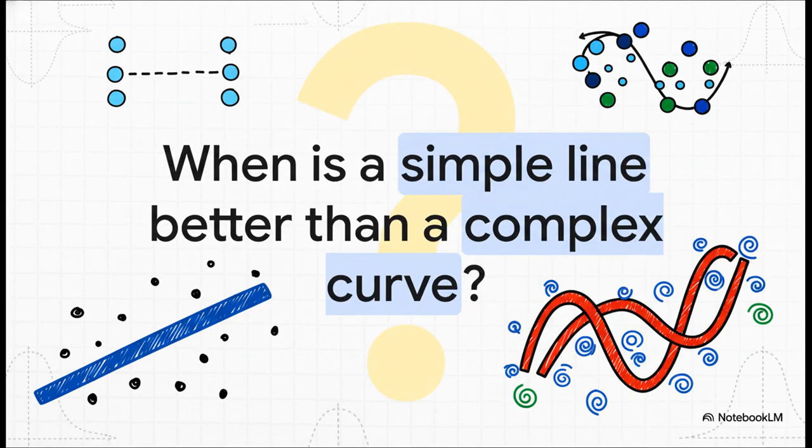And that leaves us with a final, really interesting question to think about. A fancy complex curve seems like it would always be more powerful, right? But what if it's too powerful and it gets confused by the noise in your data? A simple straight line might be less flexible, but maybe it's more reliable. Deciding when a simple model is actually better than a complex one, well, that's one of the biggest questions in all of machine learning.